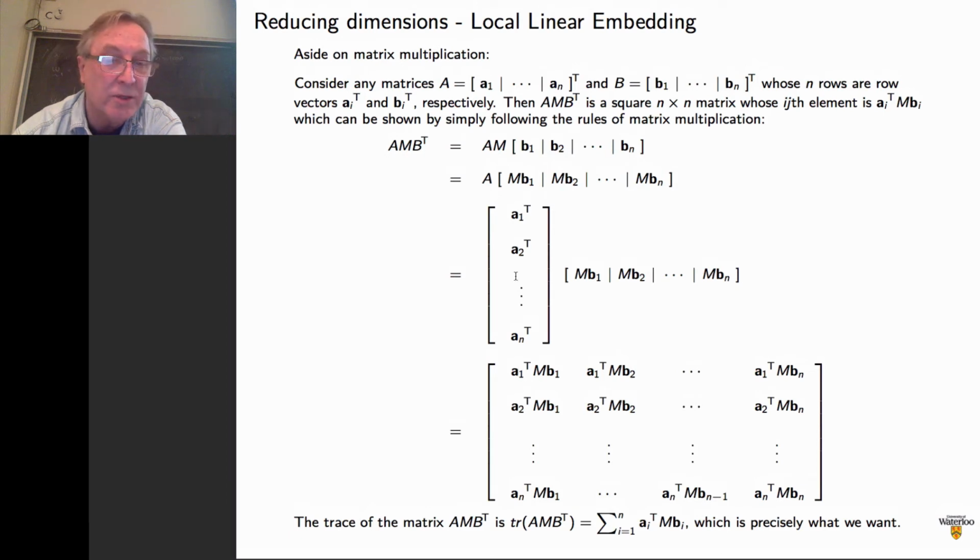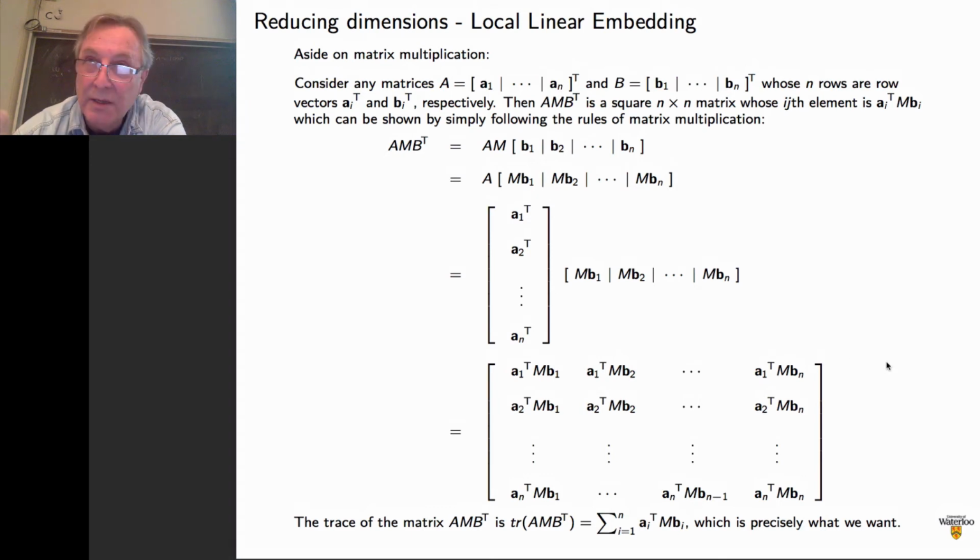How am I going to get the 1,2 element? First row of this times the second column. That's the 1,2 element. Okay? So in general, the ijth element is going to be the ith row here times the jth column there. That's how matrix multiplication works. So the whole thing looks like this.